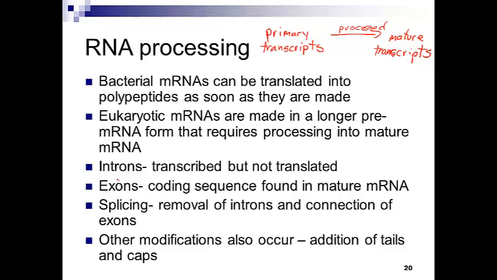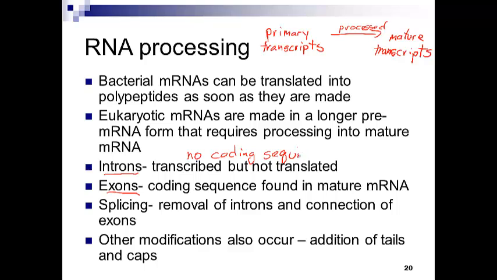Now, when I look at eukaryotic mRNA, there are two regions. There's an intron region and an exon region. An intron region contains no coding sequence. So while it's part of the primary transcript, it's not part of the final mature transcript. It is removed. Exons have the coding sequence. Exons are expressed in the mature mRNA. And the process by which we can remove introns and splice this all together is called splicing. There's other modifications, as we'll talk about, the addition of caps and tails, we'll talk about in a minute, and their important role in translation.